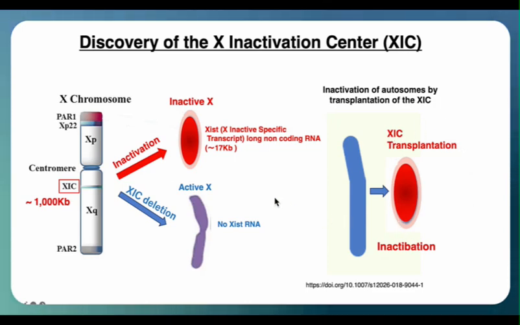Additionally, an about 17 kilobase long non-coding RNA was detected, expressed only from the XIC region, on the inactive X chromosome. The gene for this RNA was named X inactive specific transcript, XIST. The XIST gene was found to have little to no expression on the active X chromosome.